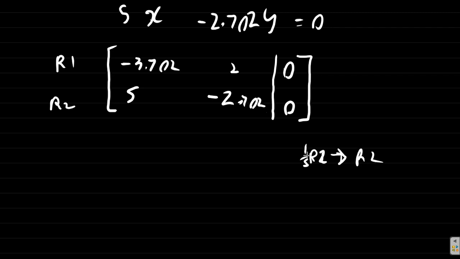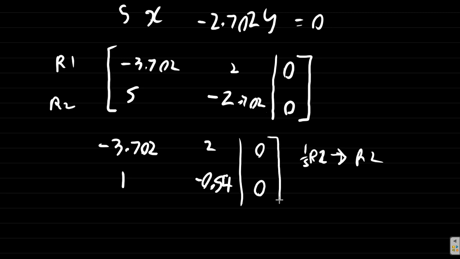We divide row 2 by 5. One fifth of row 2 leads to our new row 2, and row 1 remains the same. Alright, so this is 1, this is negative 2.702 over 5. 2.702 over 5 will give us negative 0.54. And of course this remains 0.